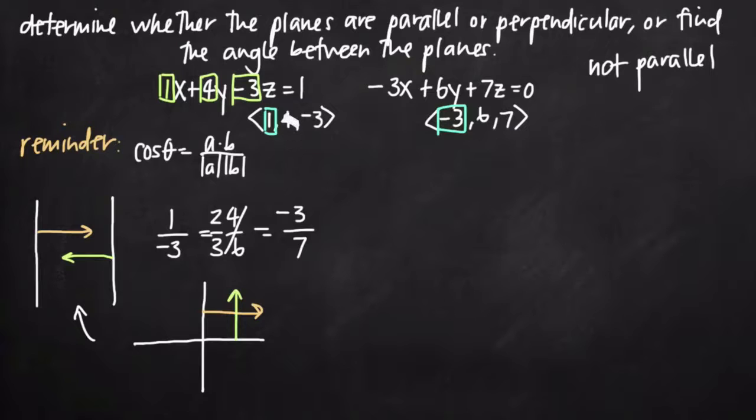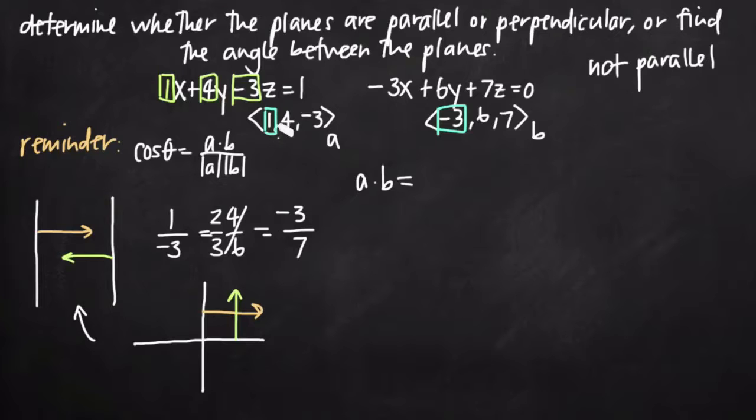So I have my two vectors, <1, 4, -3> and <-3, 6, 7>, and I want to take the dot product. Let's pretend that this vector here is A and that this vector is B. I'll call my dot product the dot product of A and B. And remember, to take the dot product, we just want to multiply our components.